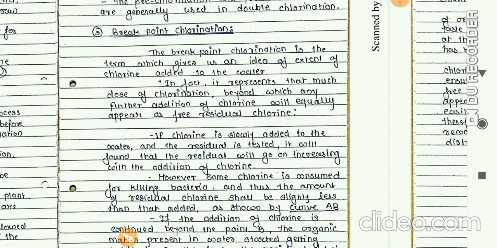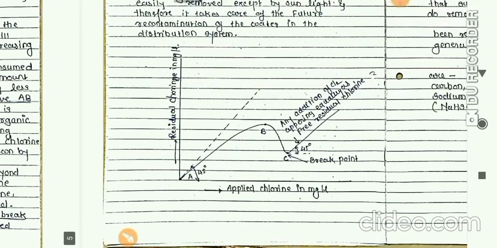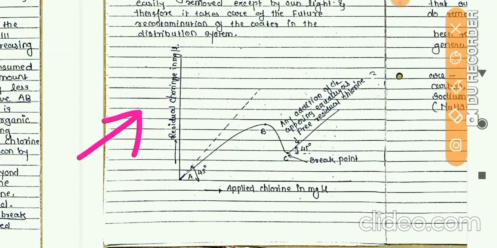Breakpoint chlorination is when we add some chlorine to water, the residual chlorine will increase. Whatever the content of chlorine in water is said to be residual chlorine. Whenever we add some chlorine in water, the content of chlorine will increase. We will see it on a graph or diagram. This is the graph showing residual chlorine in mg per liter on the y-axis and applied chlorine in mg per liter on the x-axis. So it is very simple.